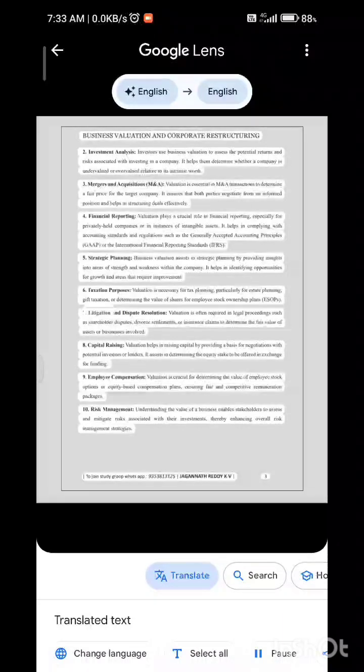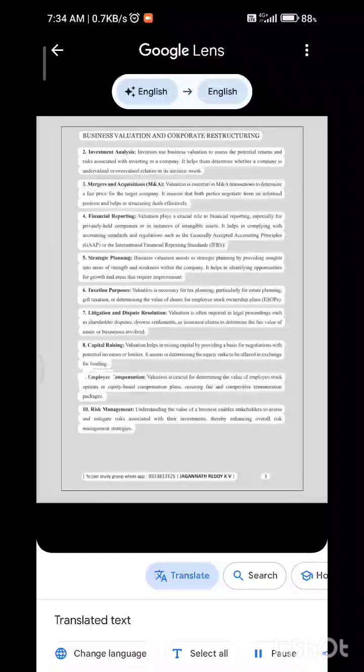7. Litigation and dispute resolution. Valuation is often required in legal proceedings such as shareholder disputes, divorce settlements, or insurance claims to determine the fair value of assets or businesses involved. 8. Capital raising. Valuation helps in raising capital by providing a basis for negotiations with potential investors or lenders. It assists in determining the equity stake to be offered in exchange for funding.